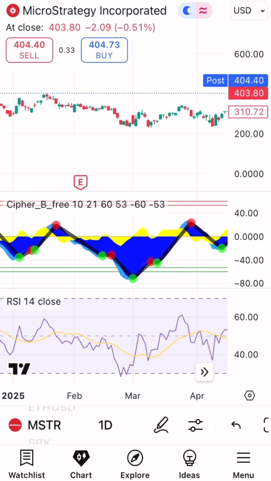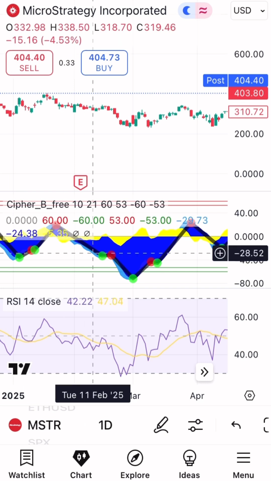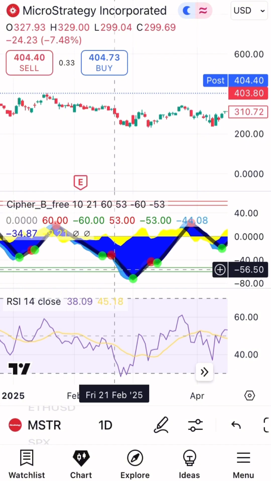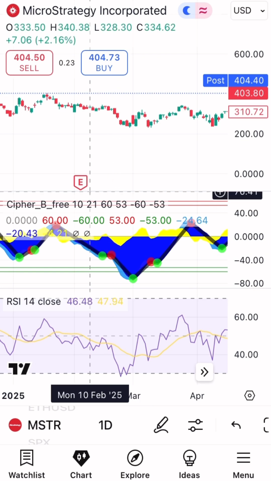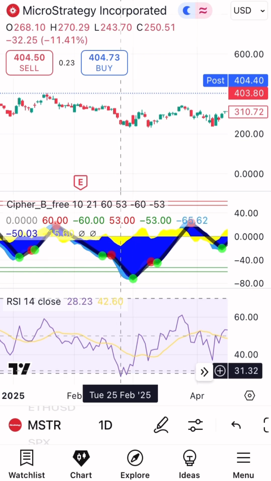So the rules to this strategy are, as you see right here, the blue line has to be in between these two green lines, which it did here, and the RSI has to be below 30, as you see right here. So you would have got in on February 25th, 2025. If that happened today, I have 4K on my Webull, I would put that whole 4K into MSTY, and then collect the distributions and reinvest.